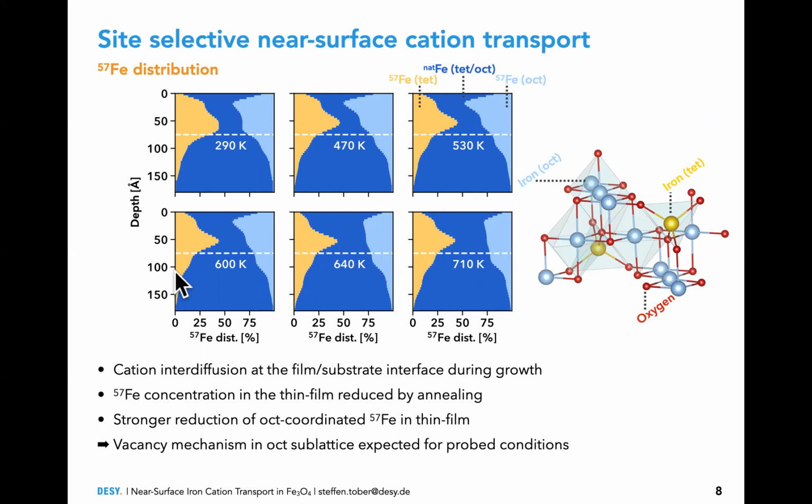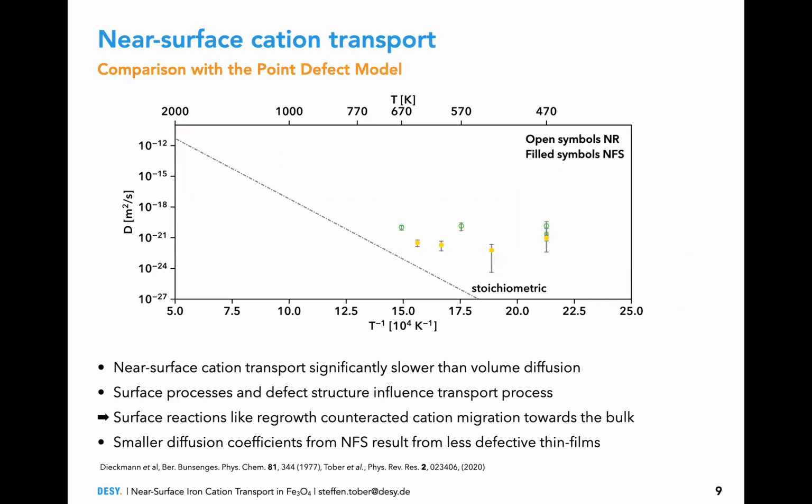And this is well in line with the Mössbauer results for the bulk, where it was shown that under slightly oxidizing conditions, as we have it here, and we proved via SXRD, the transport is mainly mediated in the octahedral sublattice. In the end, I'd like to compare our results with the point-defect model.